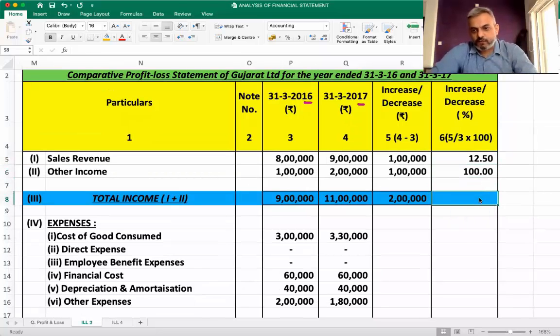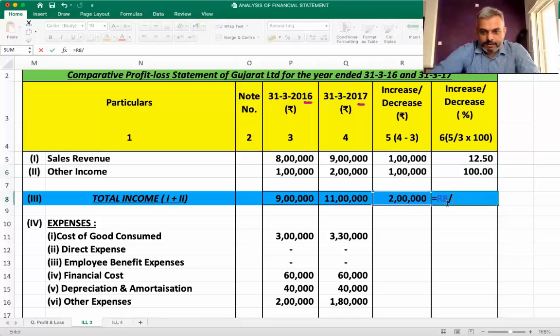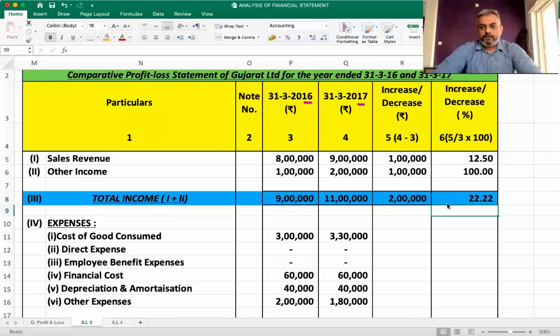You won't be able to take this total over here, because if you take the total, what will happen is it will be 112.5. But in this total income is increased by only 2 lakh. It has not increased by 100%. So this we have to calculate separately. So it will be 2 lakh divided by 9 lakh into 100. So it will be 22.2. So overall, the total income of the company has increased by 22.22 percent.